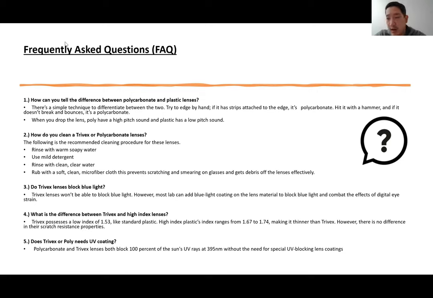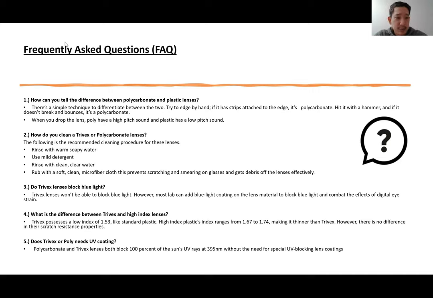Do Trivex lenses block blue light? Trivex lenses won't be able to block blue light. However, most labs can add a blue light coating to the lens to block blue light and combat the effects of digital eye strain.